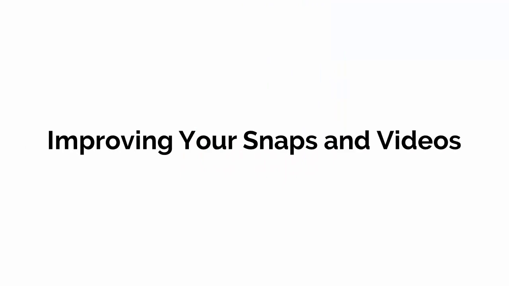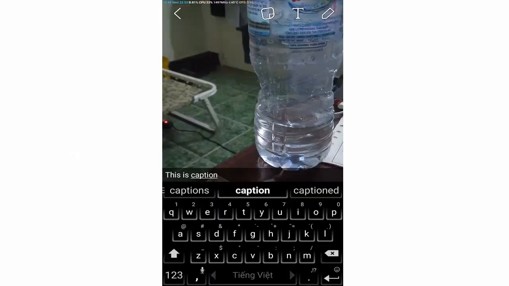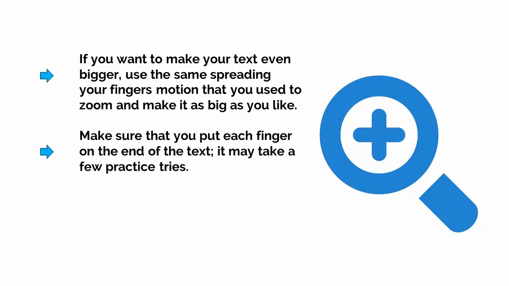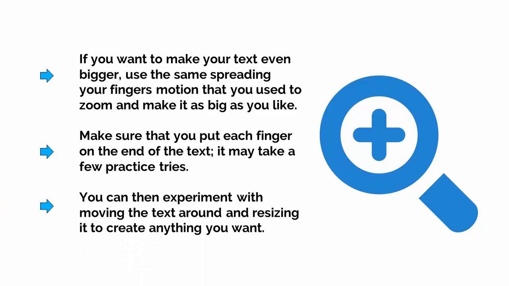You can change the size of your caption text as well as the placement. All you have to do is, after you type your caption, tap the T a second time and it will make your text much larger and thicker. If you tap it again, it will center your text. If you want to make your text even bigger, then use the same spreading your fingers motion that you use to zoom and make it as big as you like. Make sure that you put each finger on the end of the text. It may take a few practice tries. You can then experiment with moving the text around and resizing it to create anything you want.